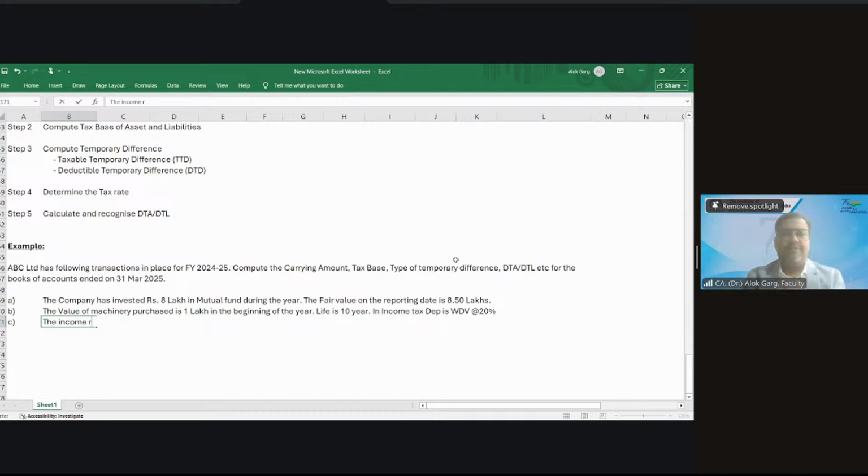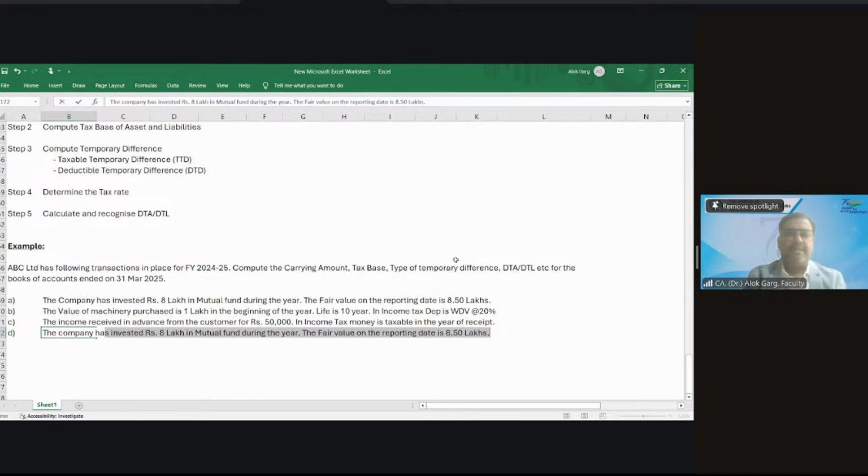C. The income received in advance from the customer for rupees 50,000. In income tax, the money is taxable in the year of receipt. Right?